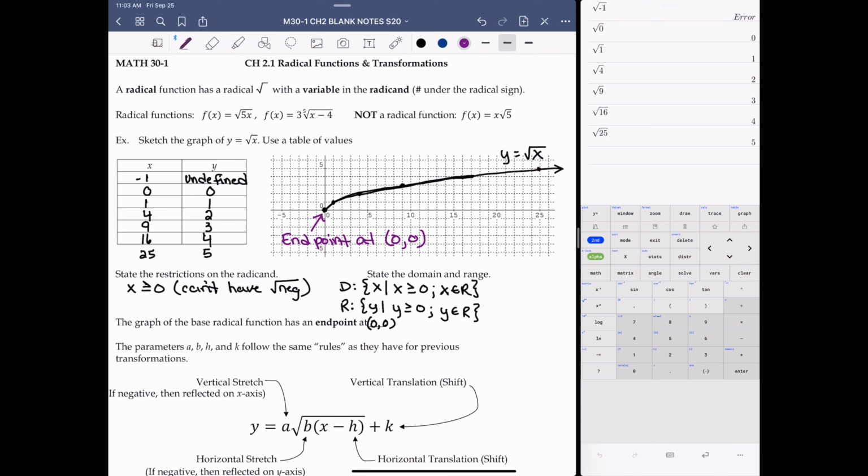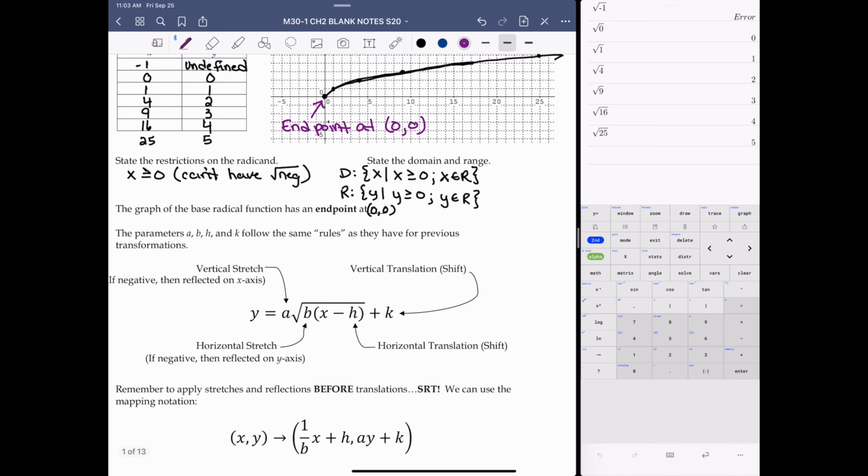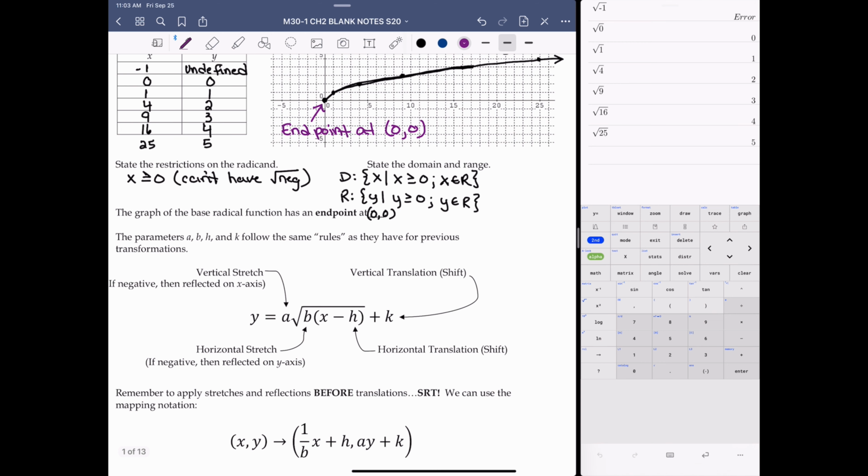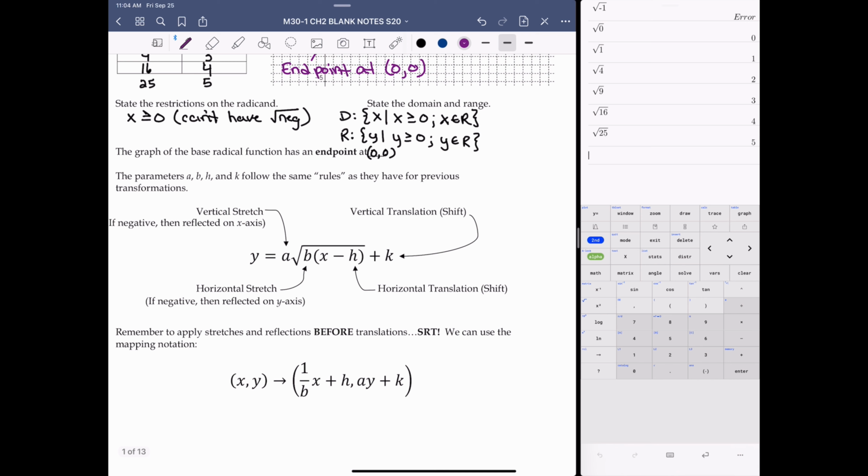The parameters a, b, h, and k follow the same rules as they have for previous transformations. Just a reminder, here's how it looks when it's put into a radical function. We have the a in front of the radical, the b is underneath, then brackets, our binomial x minus h, that's all under the radical. Then outside the radical we have plus k.